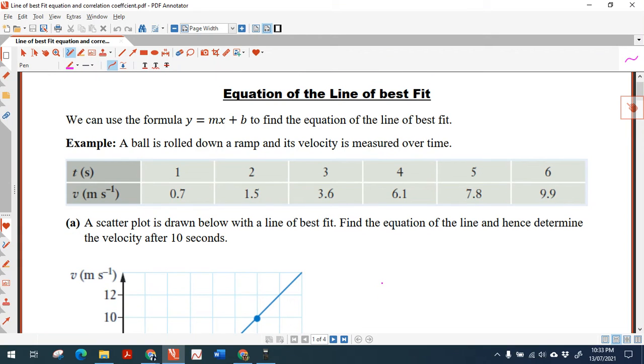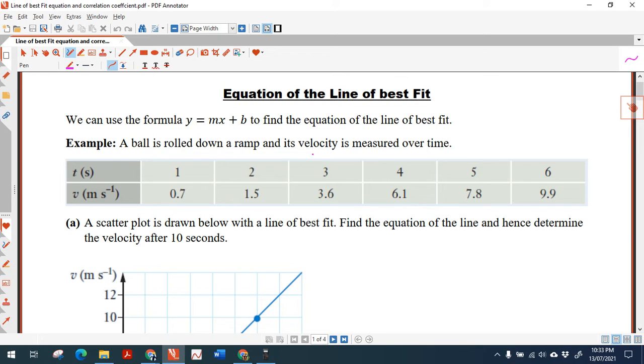Okay, boys, we're going to look at the equation of the line of best fit. Now, for any straight line which is non-vertical, we can use the formula y equals mx plus b to find the equation of that line. So let's look at our example.